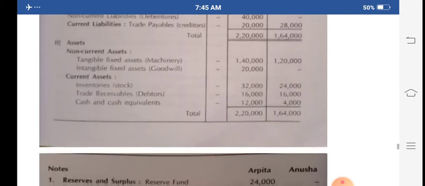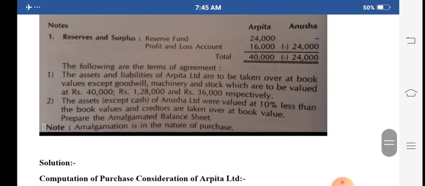Just try to understand. These notes are very important; read them carefully and you will understand. The second note is very important: the assets are mentioned, but in brackets they mention except cash. Except cash means we take the book values as they are, without deducting the 10%. This is about the other information, and I hope you will understand.